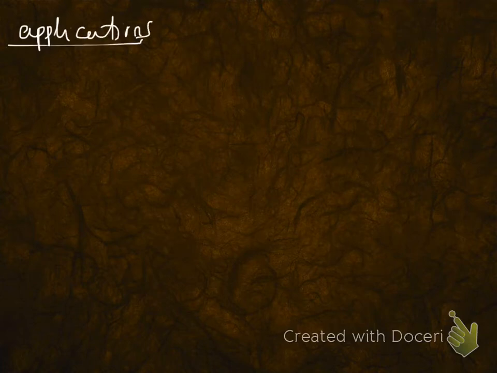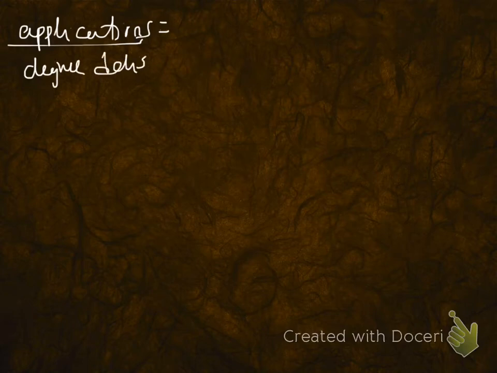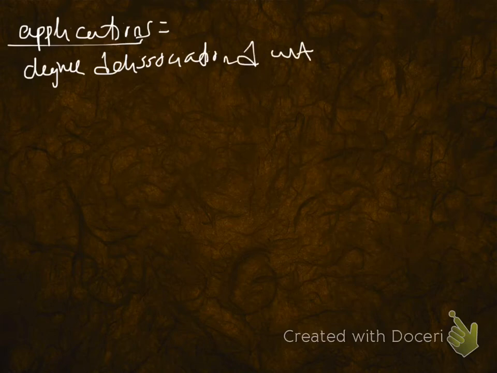Now we have to see what are the applications of Ostwald dilution law. First application, we can calculate the degree of dissociation of weak acids and weak bases. Both are weak electrolytes. So we have to see the examples. Consider weak acid HA.